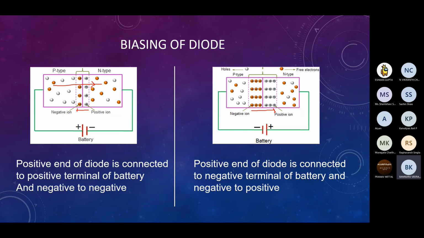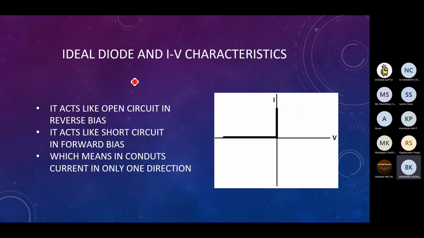We can see what our ideal diode and its IV characteristics look like. In reverse bias, the ideal diode acts like an open circuit. That is, the current will be zero. And in forward bias, it's like a short circuit, and the current increases abruptly if we increase V slightly greater than zero. We can see that the current flows only in one direction, that is, in the forward direction.